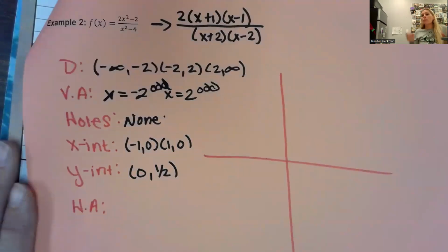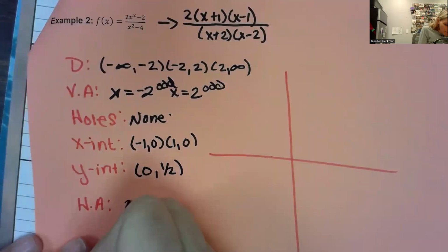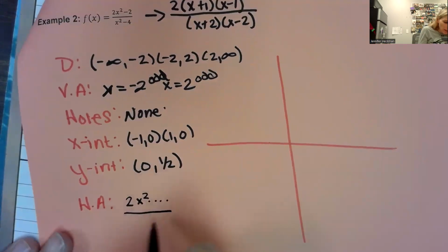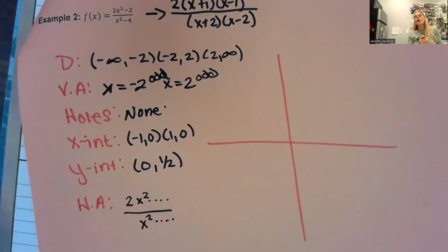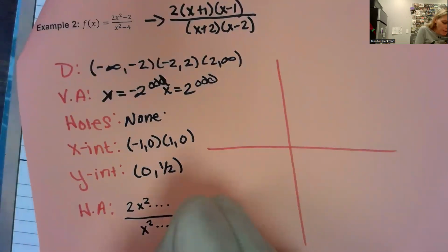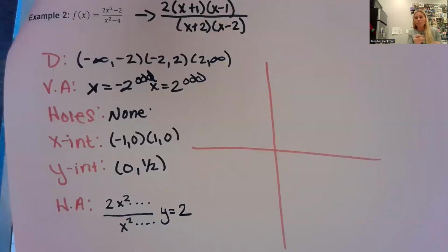Horizontal asymptotes. Remember, we're comparing our leading terms. So in our numerator, our leading term is 2x squared, our denominator is x squared. Our exponents, if we were to compare them, you would say they are the same. So since they are the same, that means we have a horizontal asymptote at 2 over 1, right? The coefficients in front.